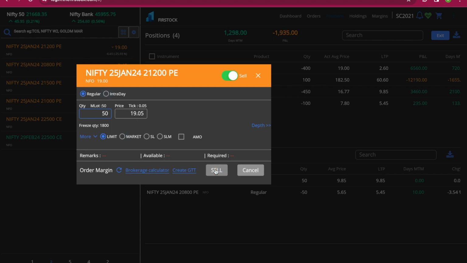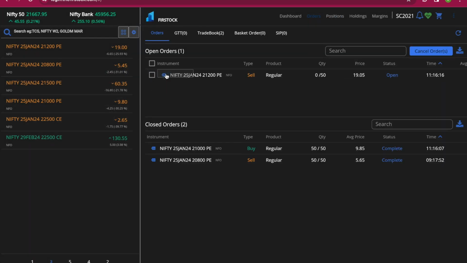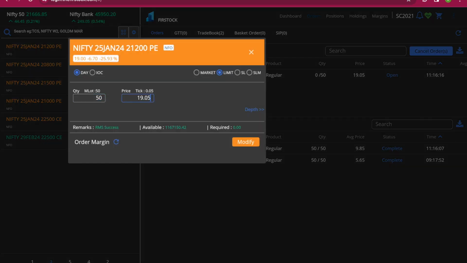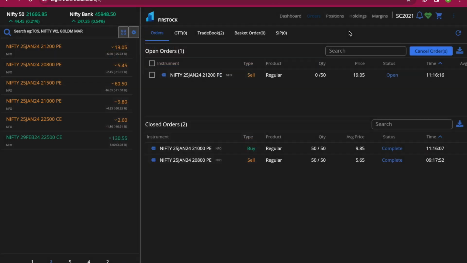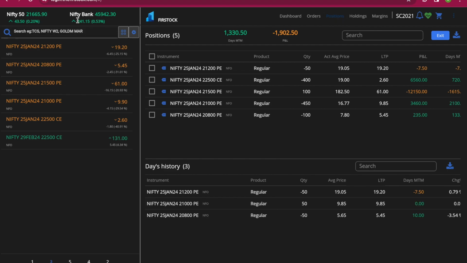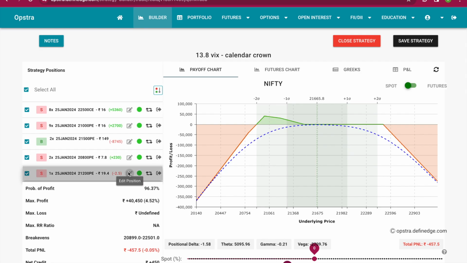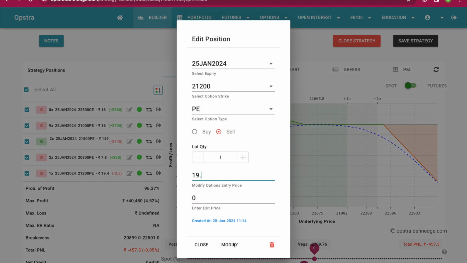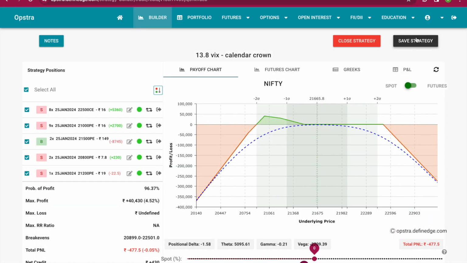21,200 PE at 19.05. Not getting executed. Let's do it at 19. Okay, it's got executed. Let's come back to the positions and adjust it to 19. Let's take it at 19. Modify. Yes, so this is our adjustment, and the VIX has not moved much.